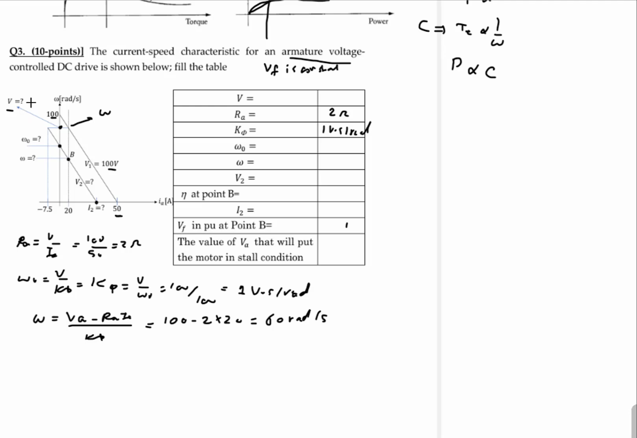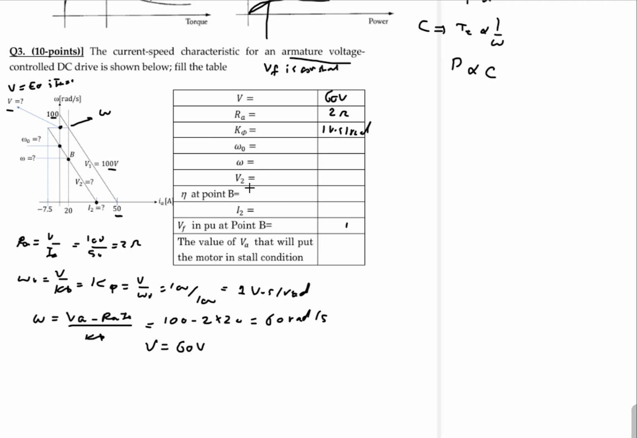Now at this point we know that V should equal EA, the back EMF, because the current here is equal to 0. So V will equal 60 volt because K phi is equal to 1. So this one is 60 volt.